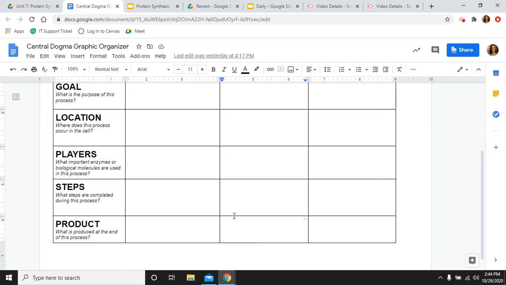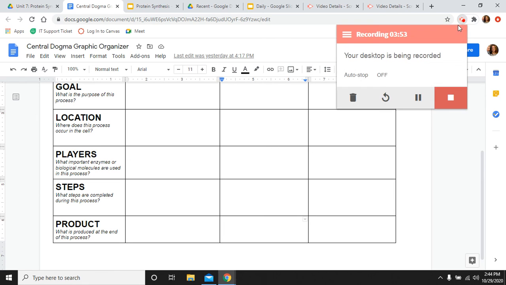All right, so any questions on your graphic organizer? All right. Ed puzzle, graphic organizer.